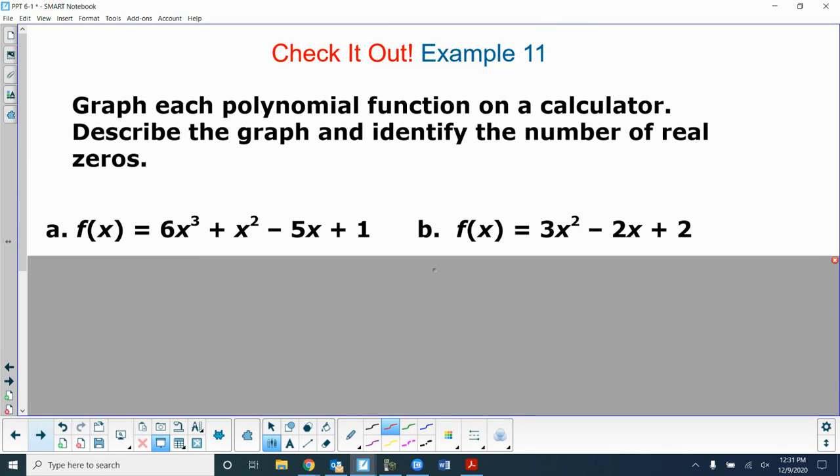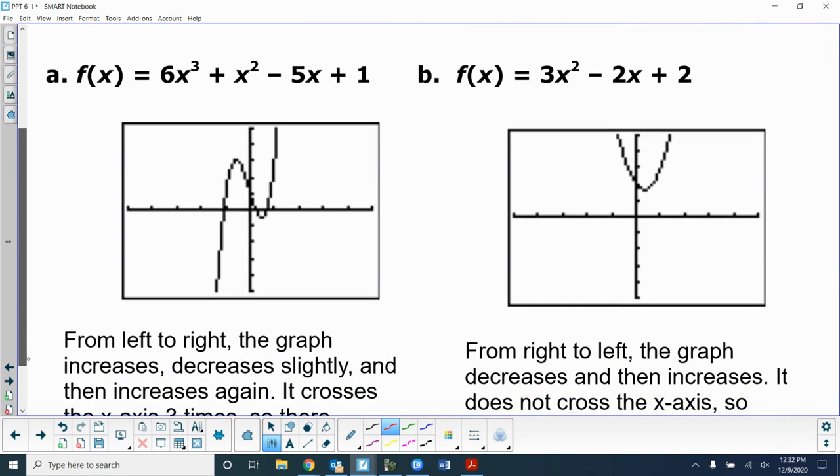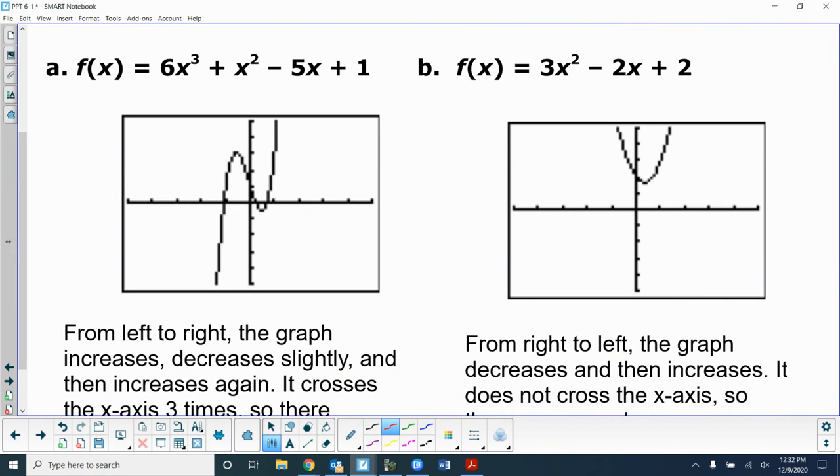Sometimes, I'll just show you. You guys can put those in if you want to see if it looks like what you want, but you don't have to. But sometimes, you think it should cross how many times? 2, but does it? No. Sometimes that'll happen. It won't cross at all. It'll only hit once when you're thinking it would hit twice because the degree was 2. So there's no real zeros because it doesn't cross the x-axis. There's 2 non-real zeros.